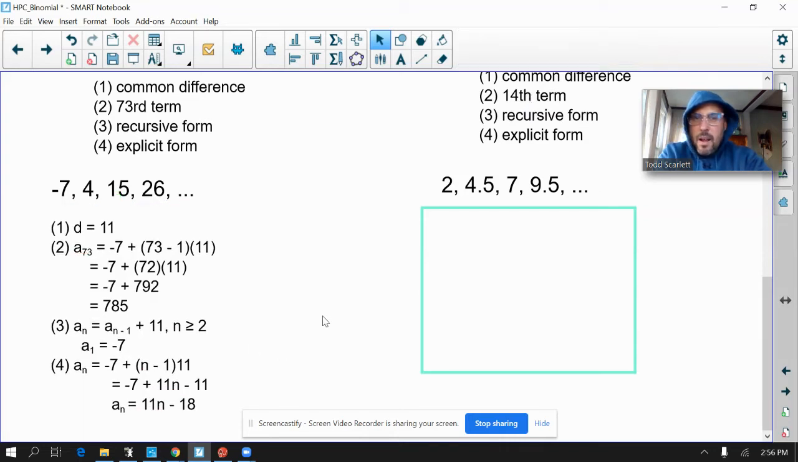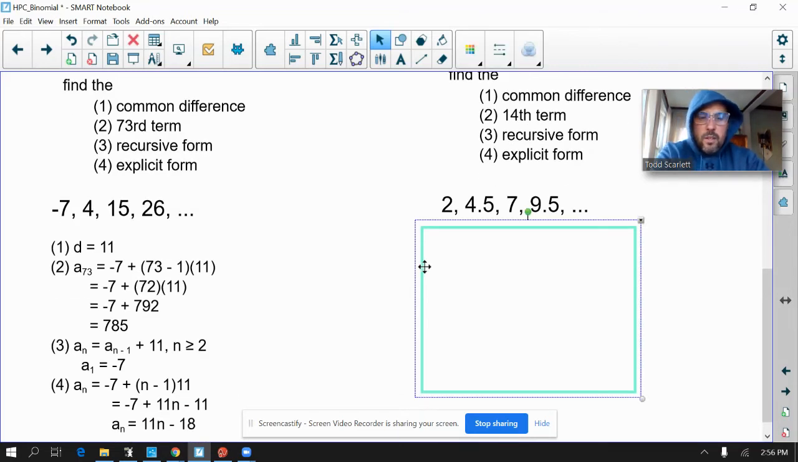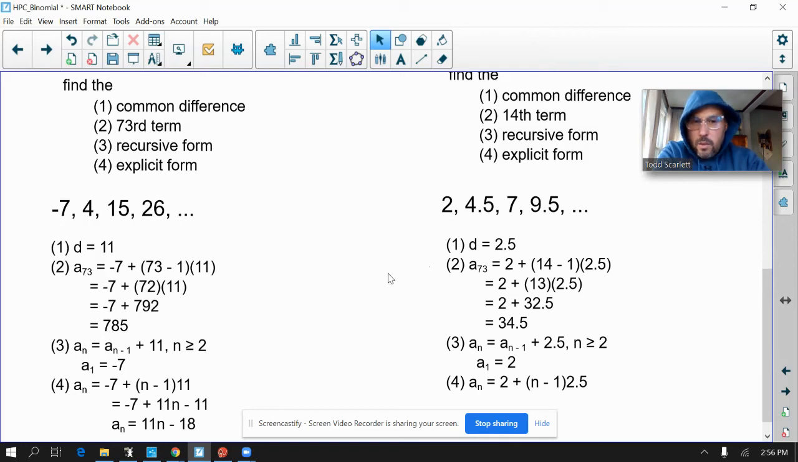So there it is. All right, pause the video and find these four with this sequence. Please pause the video and work it out. I very much hope you did. Here are all those solutions. So again, pause the video and check your work.